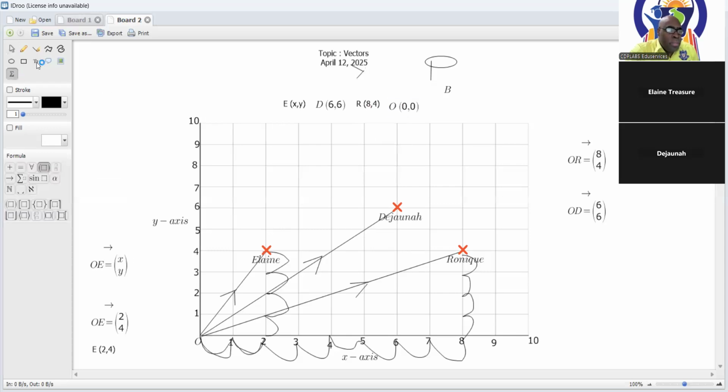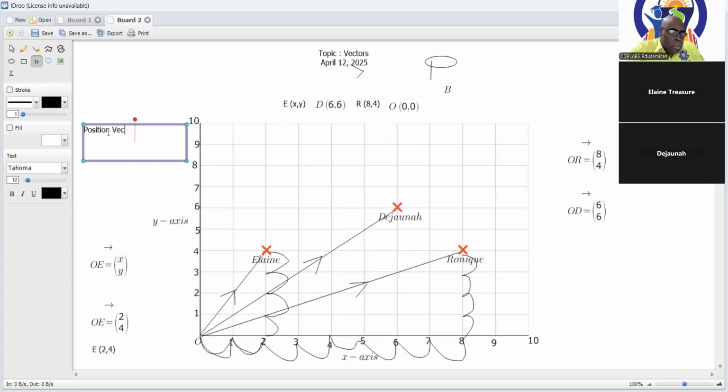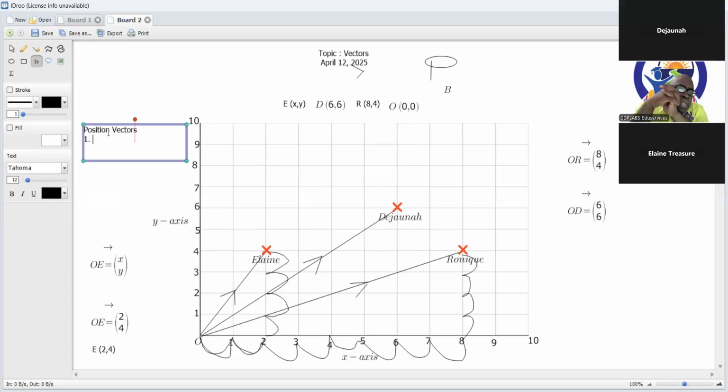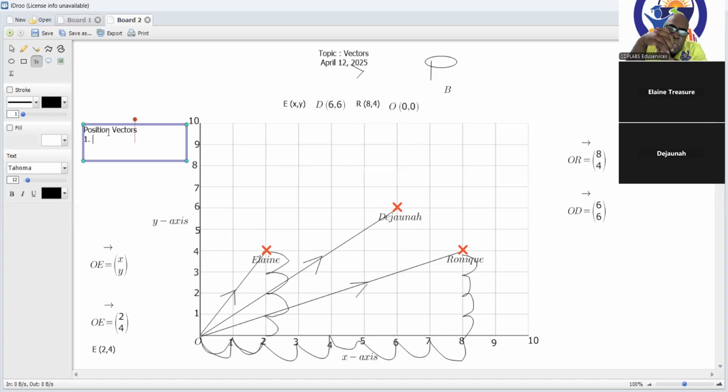So here's my question now. What is common to all 3 position vectors? Tell me some common things you observe about the position vectors. Yes, D. They all start at O, which is the origin. Good. They all start at the origin.